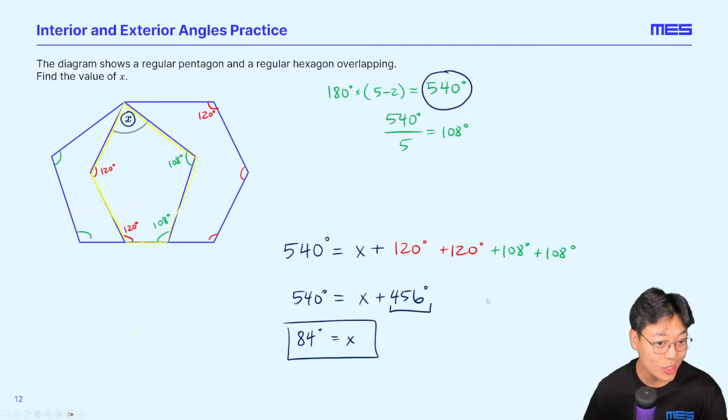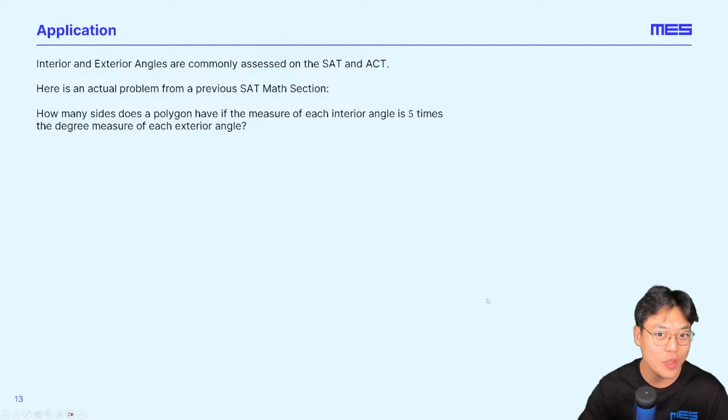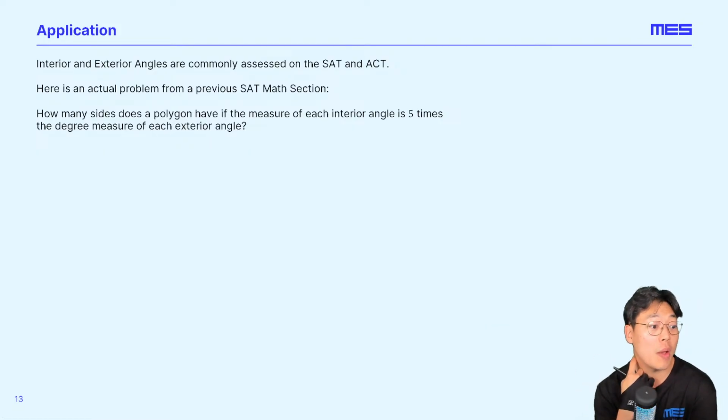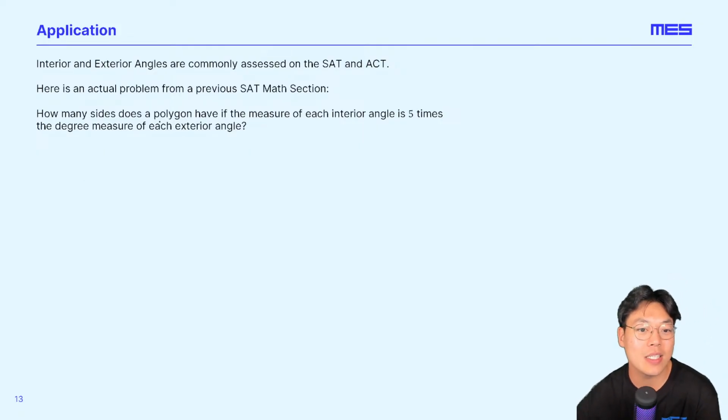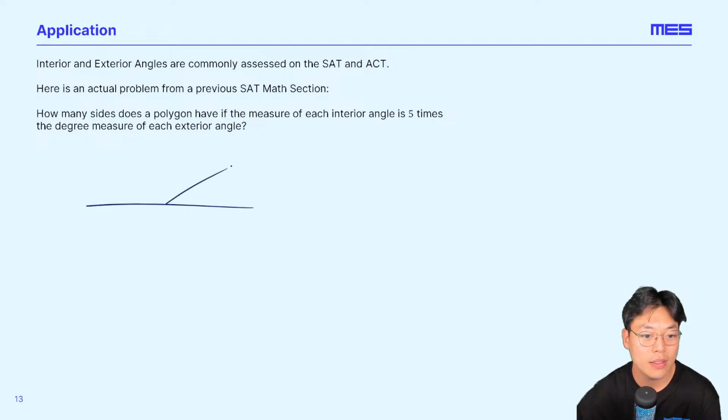All right, one last question, and I'm going to work you through this one. This question actually showed up on the SAT math section, and here it is. How many sides does a polygon have if the measure of each interior angle is 5 times the degree measure of each exterior angle? Let's draw this out. Here's a straight line, and here's the interior angle, right? This is the interior angle, and this is the exterior angle.